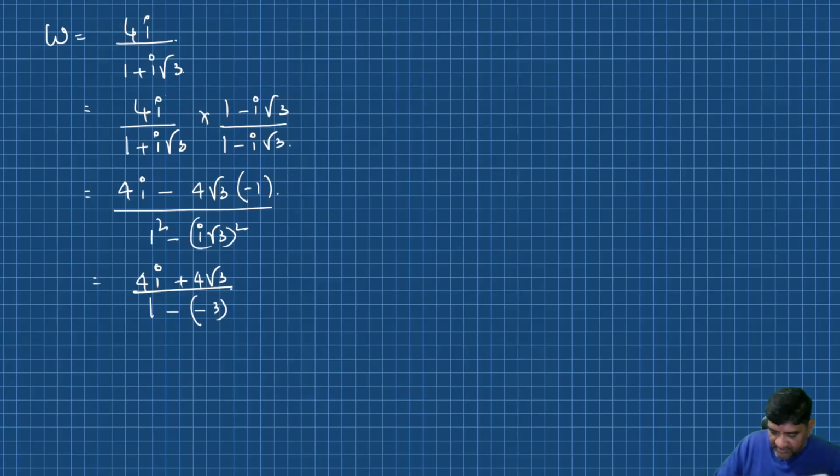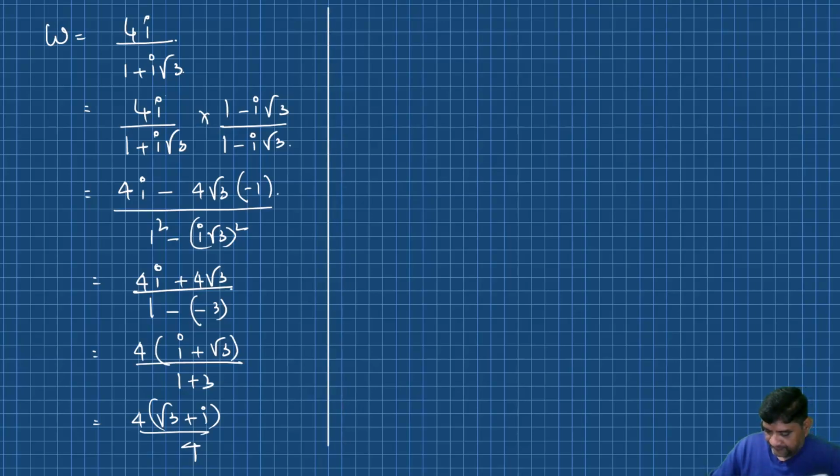3. Again, i square is going to be a minus 1, and then root 3 square is going to be simply a 3. So I can take a 4 common out from the numerator. I'll have i plus root 3 divided by 1 plus 3, and that is going to get cancelled. That's simply going to be 4 times of root 3 plus i divided by 4, and hence I can go ahead and say the W is root 3 plus i. Great. Let's look at the next part of the question.